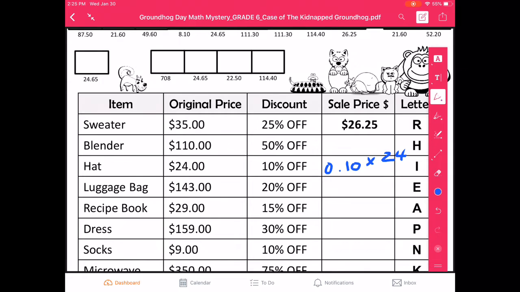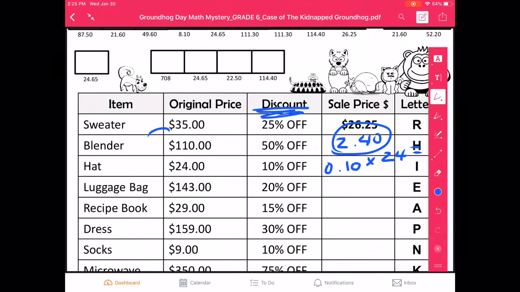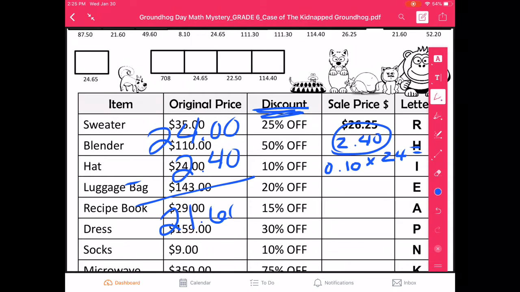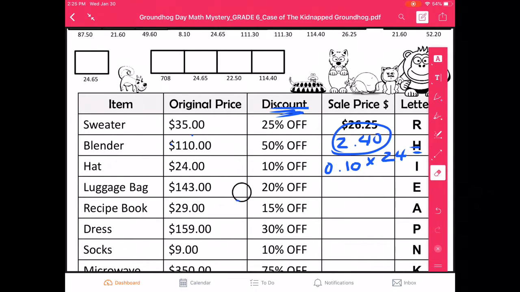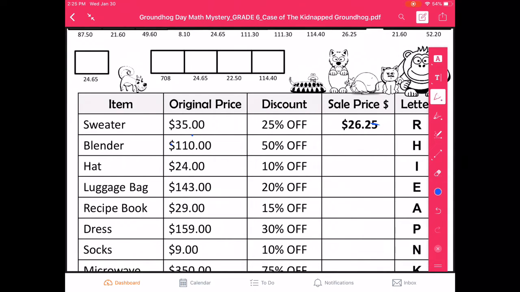So when I do this, and again, you could do this on a calculator, but when I take 1/10 or 10/100ths and I multiply it by 24, I'm going to get 2.4, okay? Now, that is not my sale price. That is going to be my discounted price, okay? So then what I have to do is I have to take $24 and subtract $2.40 and get a sale price of $21.60. Okay, so that would be your answer for the hat, $21.60. So I'm going to erase all of this and put $21.60 here for the hat.